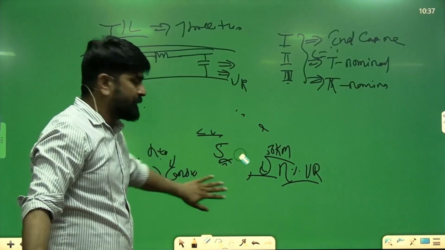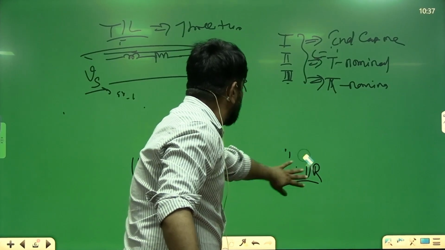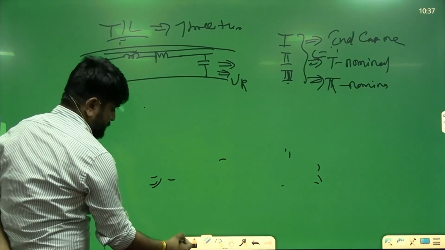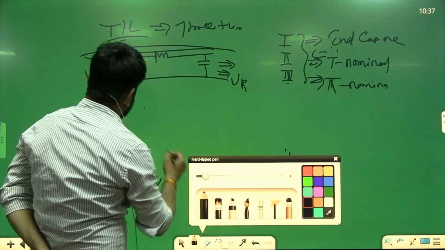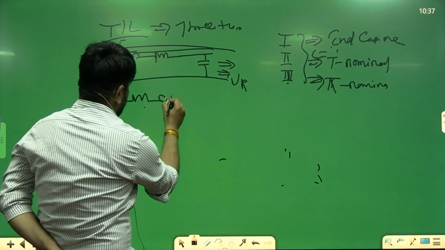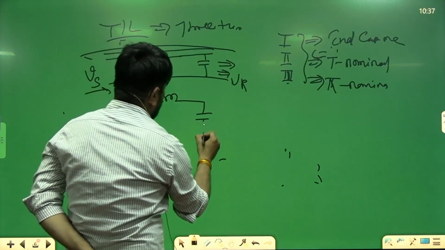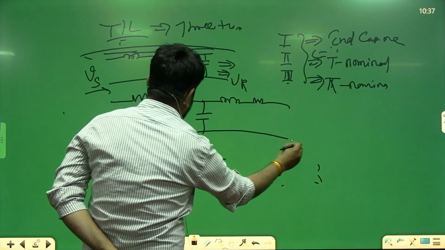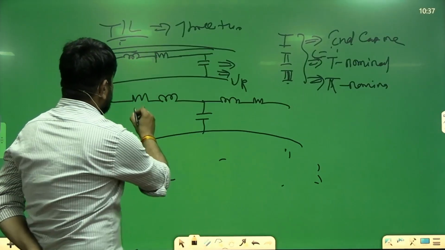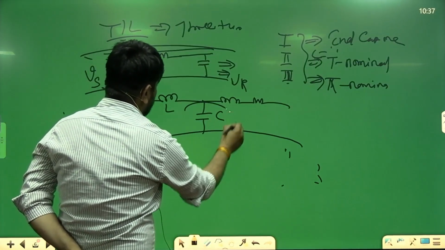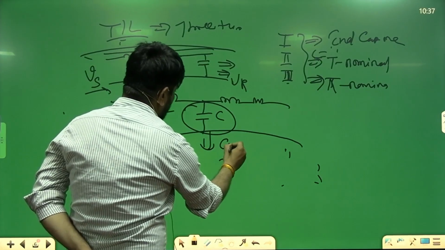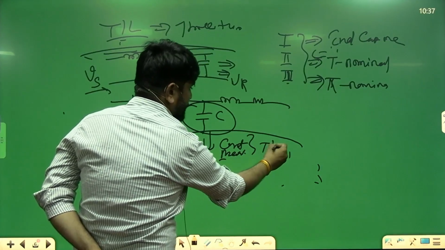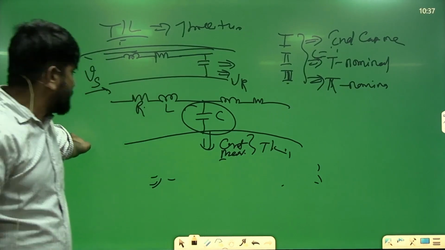The second method is known as the T nominal method. In the T nominal method, R, L, and C are used, with the capacitor always at the center, in the middle of the transmission line. This is called the T nominal method.